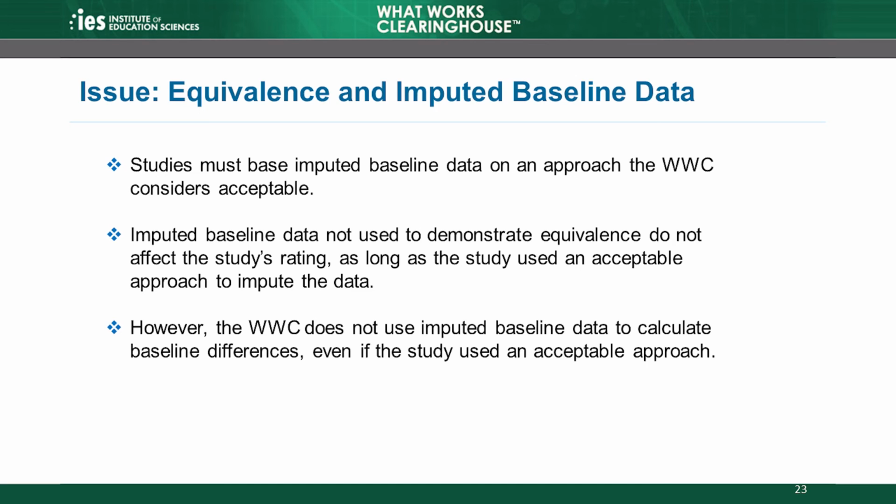But even if the study imputed the data using an acceptable approach, imputed baseline data can affect its rating. Data imputed for baseline measures that are not required for demonstrated equivalence, such as gender, do not affect the rating as long as the study used an acceptable approach to perform the imputation. However, the WWC does not use imputed baseline data to calculate baseline differences for measures that are required for demonstrating equivalence.